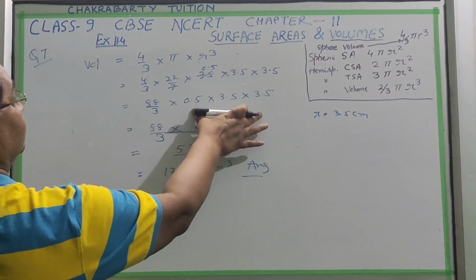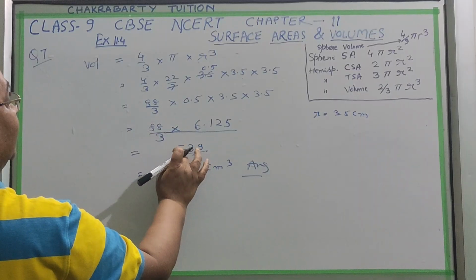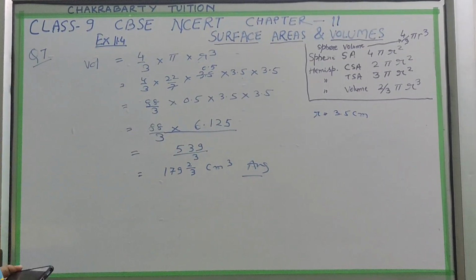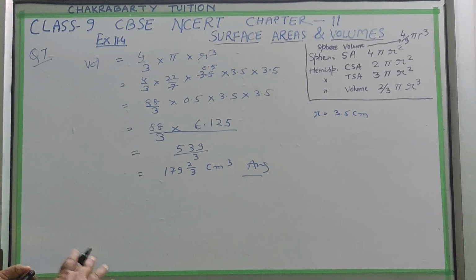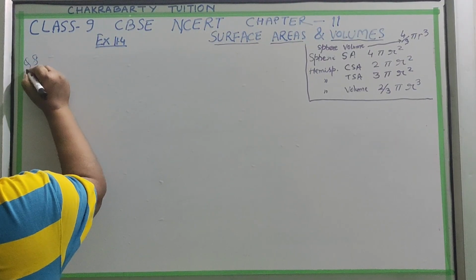Okay, so this we have multiplied and this we have written. Now this and this we have multiplied, and upon 3, and this will be your answer. So question number 7 is over. Now we will go to question number 8.